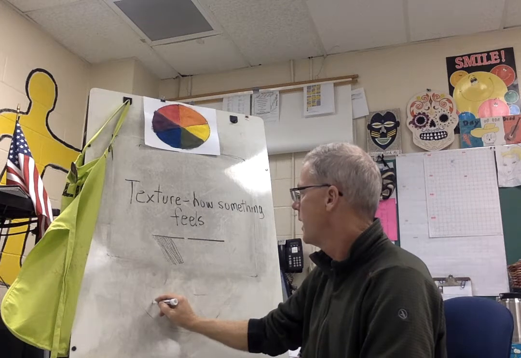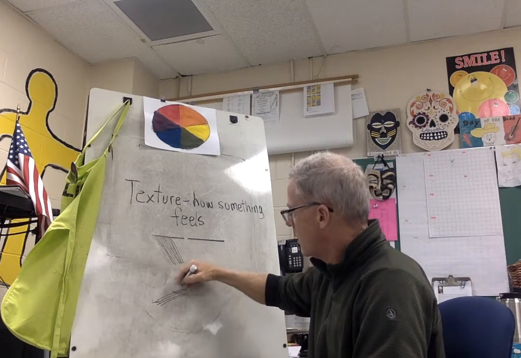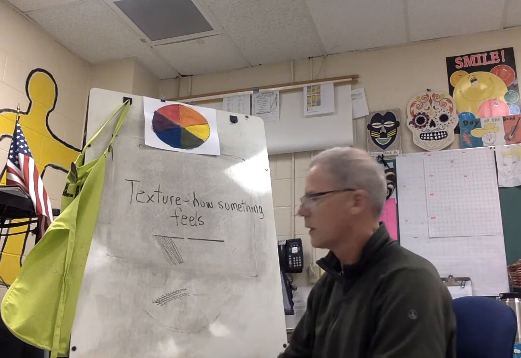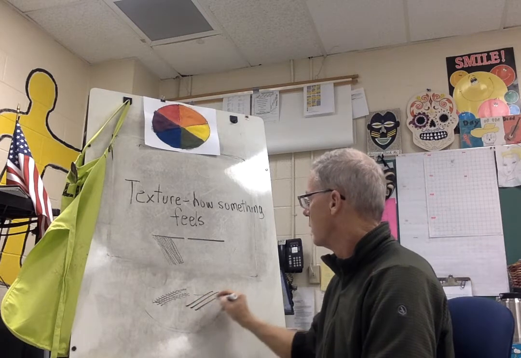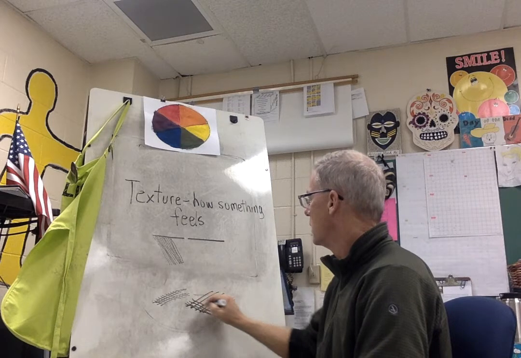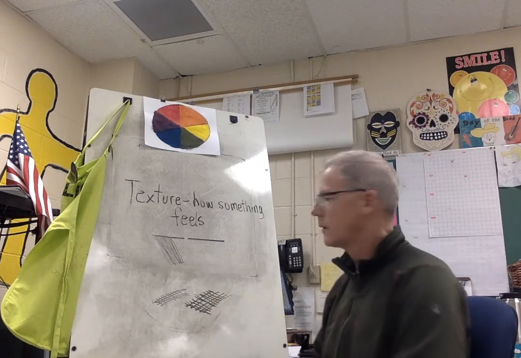Now down at the bottom, the artist used cross-hatching, where the lines look like a checkerboard. It's very simple. They go in one direction, they cut across in another direction. All right?